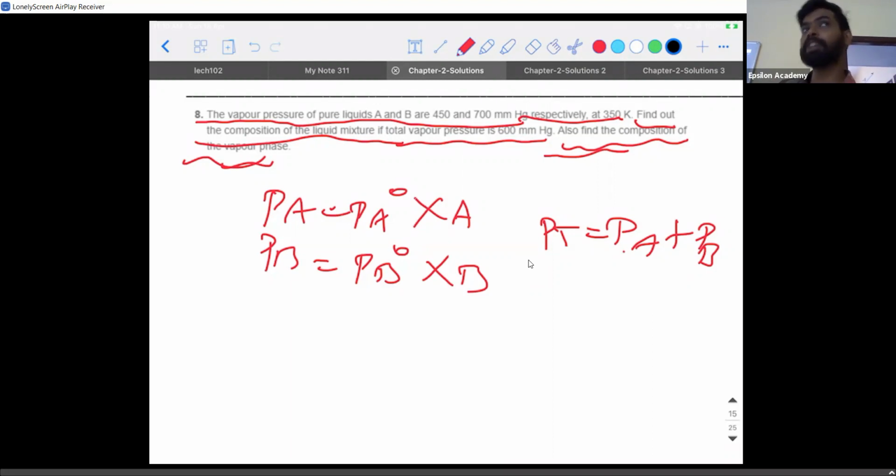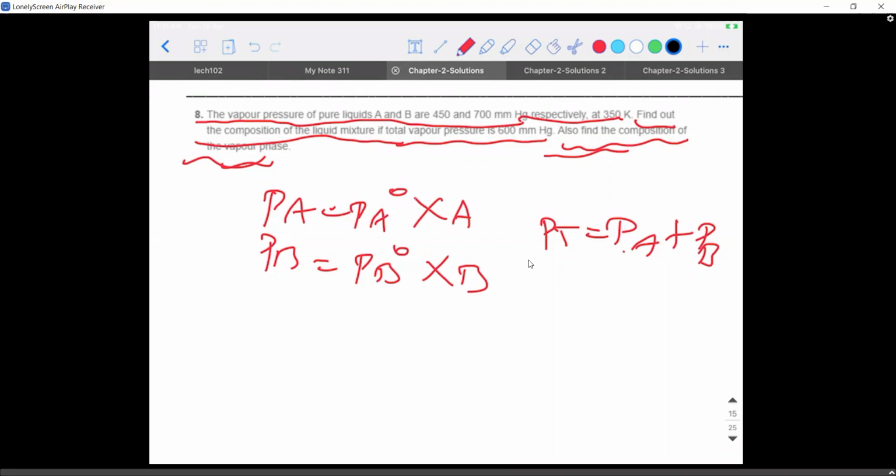Now there is one more thing. There are only two components. So if I know the mole fraction of one of the components, I already know the mole fraction of the other component, is it not? If I know XA, XB will be equal to 1 minus XA.